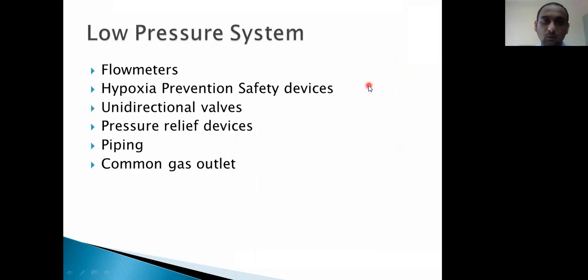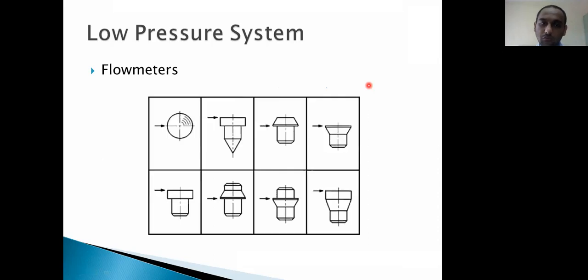We start with the low pressure system. It includes the flow meters, hypoxia prevention safety devices, unidirectional valves, pressure relief devices, the piping, and the common gas outlet. So the flow meters are what you see even when you go to wards. Any time you will see that there will be oxygen beds, they will have flow meters attached to the wall outlets, and they will have a ball like this inside the flow meter.